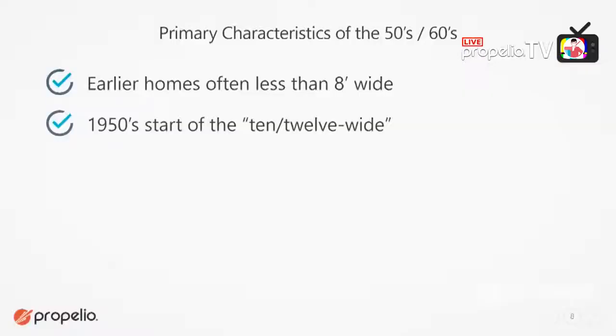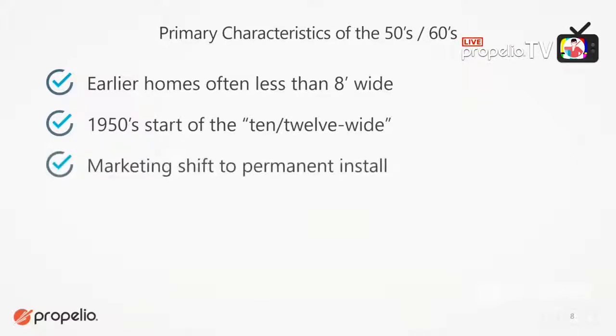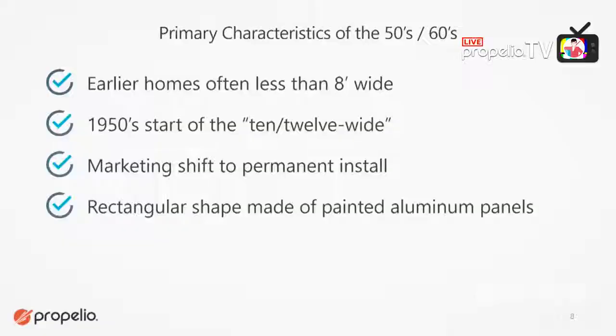The 1950s is the start of the 10 and 12 foot wide. A lot of the earlier homes were 8 foot wide. When you get into the 50s, they started selling what they call the 10s and 12s, which is what they're highlighting here. Prior to the 50s and 60s, a lot of the homes were not necessarily permanent installs. It was more of a camper RV type application. As we got into the 50s and 60s, the marketing really started transitioning into permanent living. So the designs of the mobile home parks where the homes would go in, and moving these homes onto land and just using them for permanent living, all came around in the mid 50s and 60s.